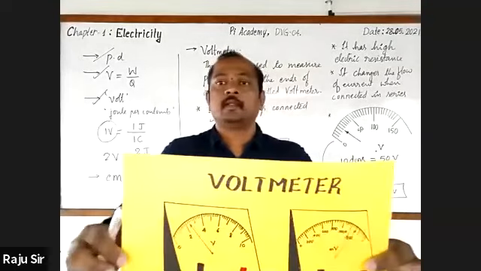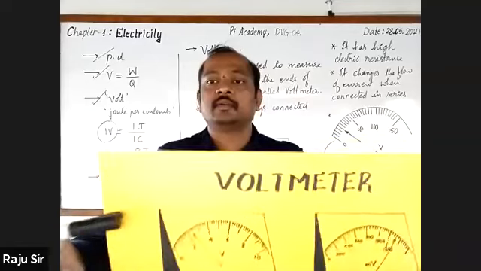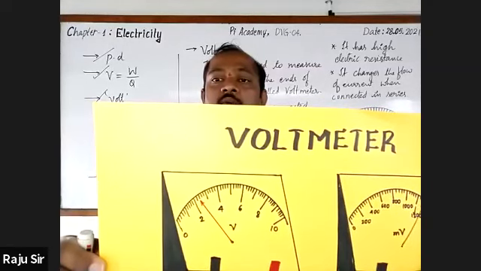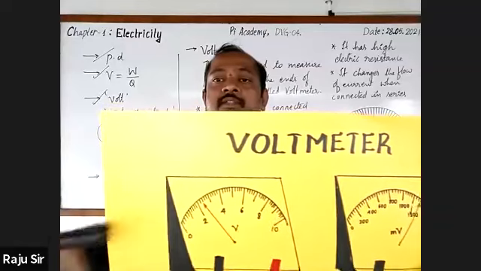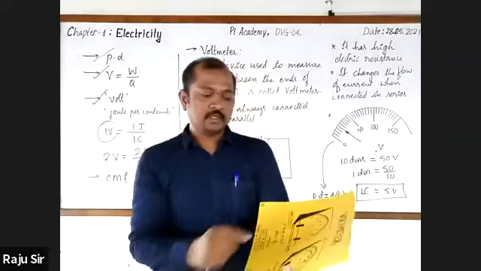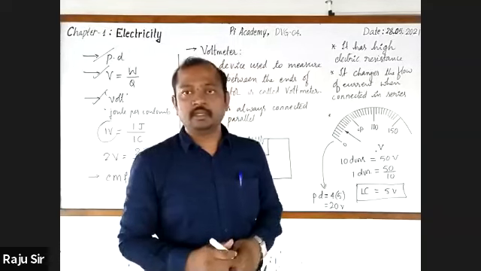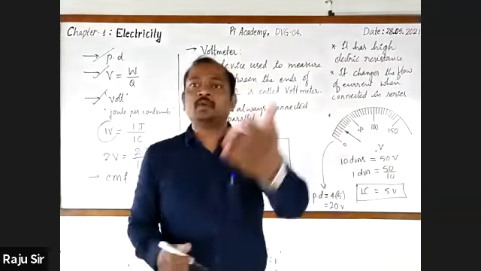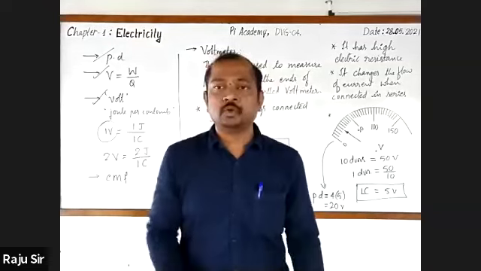Dear students, just observe this first one and try to tell the least count. What is the least count of the first ammeter? 0.2, sir. Very good. Don't mess it up, just observe. We have 10 divisions between 0 and 2 volts. So 10 divisions is equal to 2 volts, and 1 division is equal to 2 by 10, which is nothing but 0.2 volts. Got it?